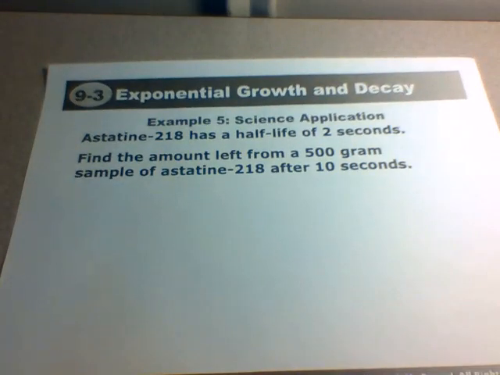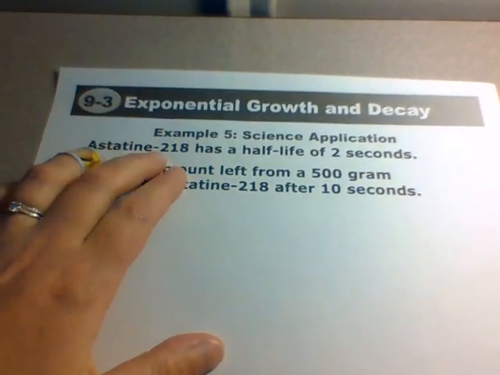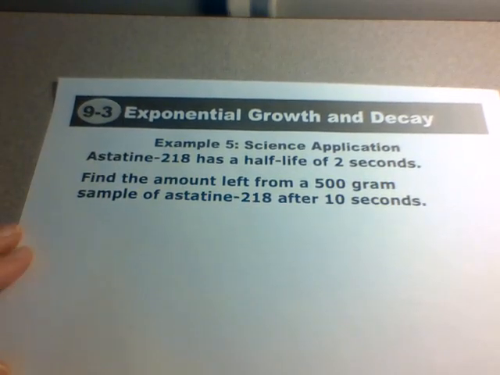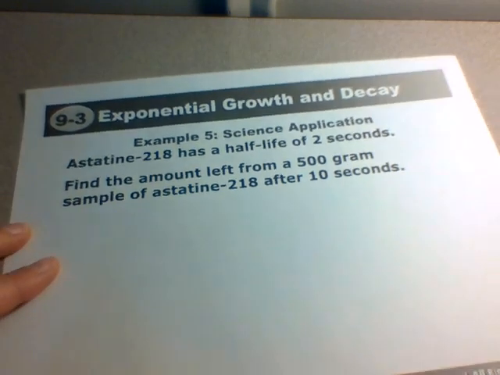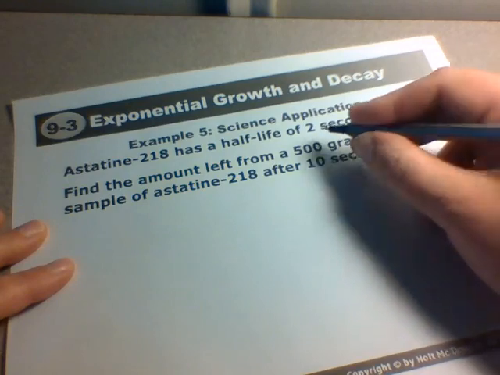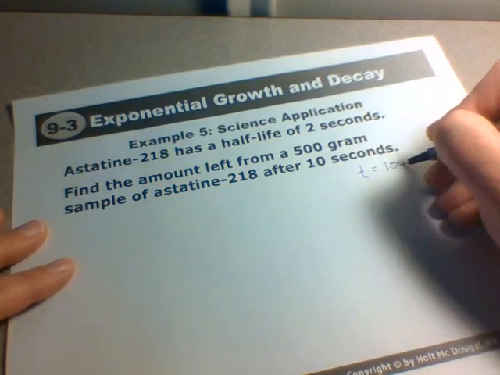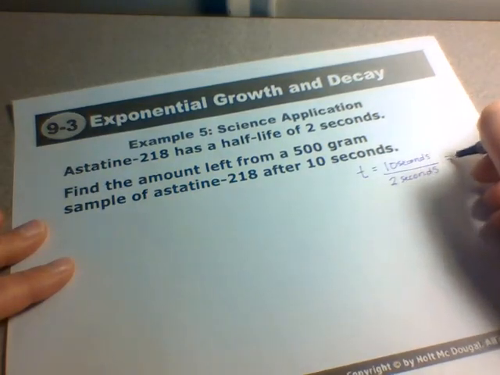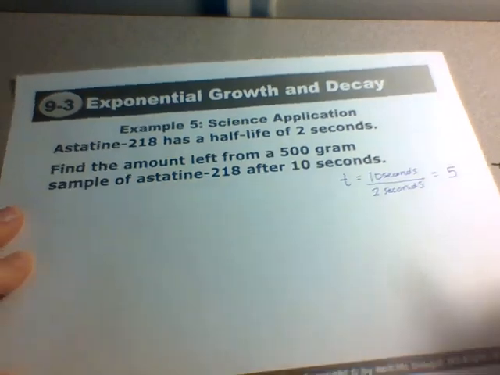All right. So here's our science application. We've got astatine-218. There tends to be these numbers with like dashes in them as our elements. So anyway, this element has a half-life of 2 seconds, and we need to find the amount left from a 500-gram sample after 10 seconds. So the T value here is tricky because, again, every 2 seconds is a half-life. So that means that we're going to take the 10 seconds that they're giving us and divide it by the 2-second half-life. And so now we know that there are 5 of these half-lives within this problem. So our T is 5.